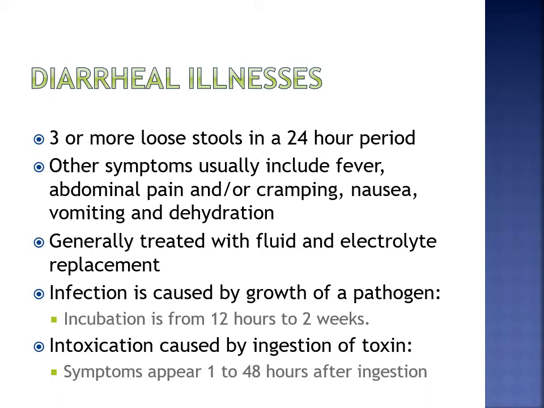We'll also see some examples of infections versus intoxications. So infection is where you actually have the growth of a pathogen. Intoxication is going to be the ingestion of a toxin made by a microbe, and that's what's going to cause these really fast symptoms. So if you ingest a microbe, it's anywhere from 12 hours to 2 weeks before you see any symptoms. If you ingest toxins, if you ingest enough of them, it can be anywhere from 1 hour to 48 hours before you start seeing symptoms. So it's a much quicker process.